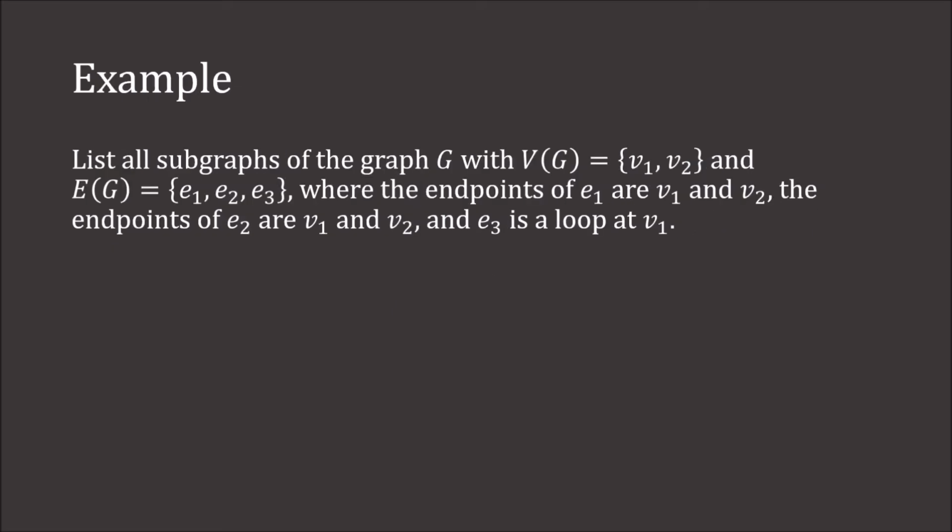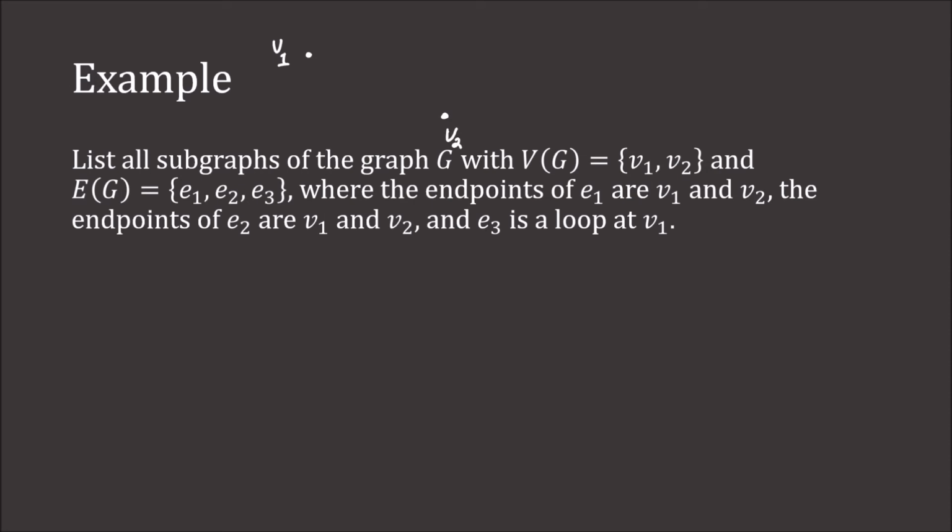Here we're asked to list all subgraphs of the graph G, where the vertices are V1 and V2, and the edges are E1, E2, E3. The endpoints of E1 are V1 and V2, the endpoints of E2 are V1 and V2, and E3 is a loop at V1. So let's try and draw this graph out. We have two vertices, V1 up there and V2 down here.